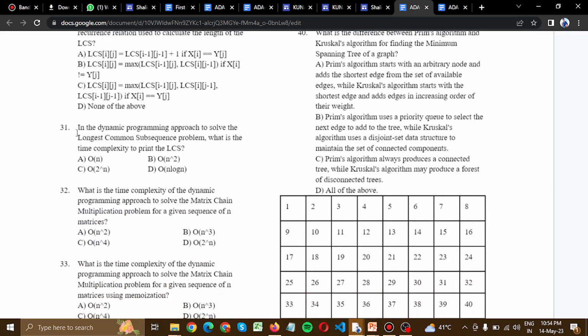Now next question number 31. In the dynamic programming approach to solve the longest common subsequence problem, what is the time complexity to print the LCS?